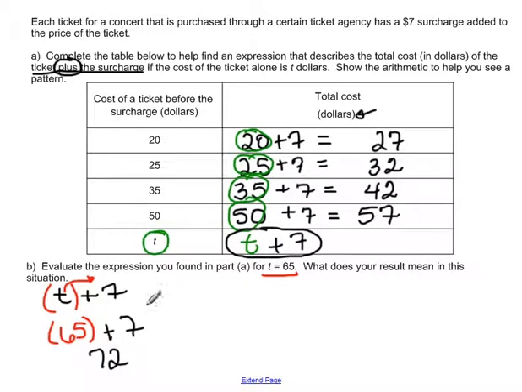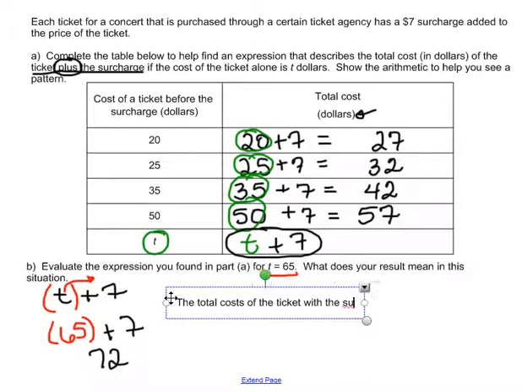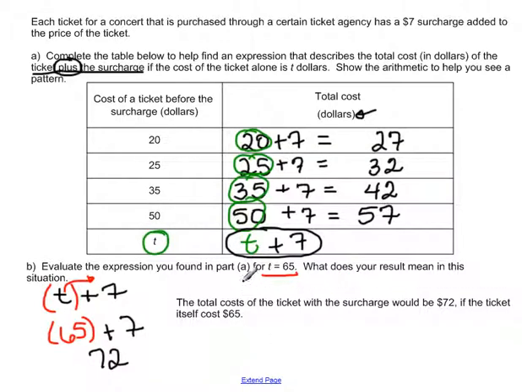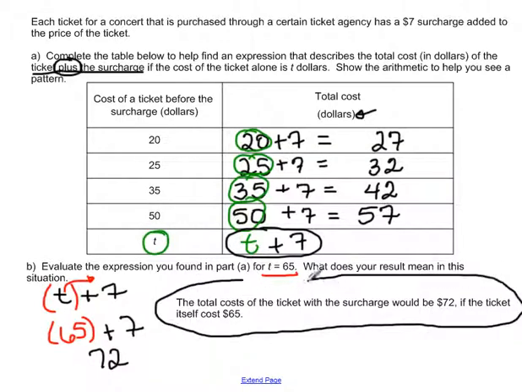Well, what does that mean in this situation? If we look back to the problem, remember this was talking about the total cost for our ticket. This would tell us that the total cost of the ticket with the surcharge would be $72 if the ticket itself cost $65. Okay? So clearly answering the question with all of the information that was given in the problem. We always want to be sure that we communicate clearly when we're answering an application problem or a story problem. So this would be our final answer.